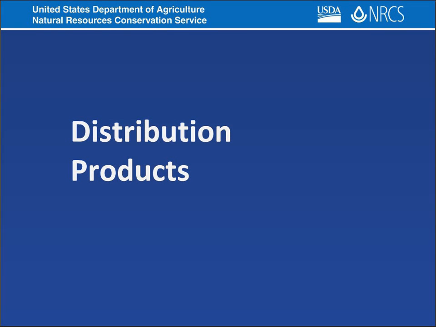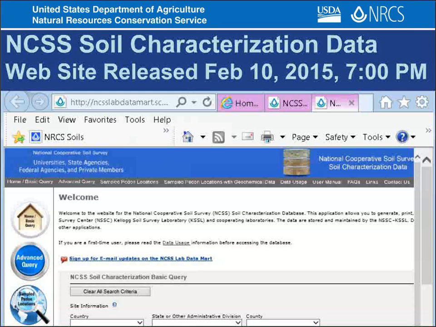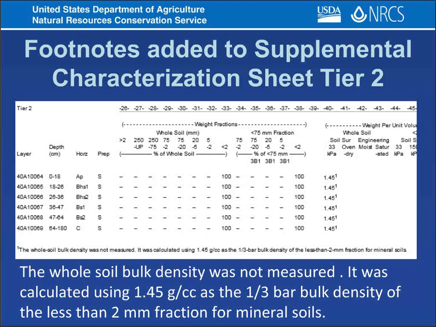So the distribution products I've been discussing so far are, one, the website, which just came out on February 10th, 2015, and it incorporates a join table that allows us to merge the latest classification and location with the laboratory location and classification and present that to the public. We've also updated some of the reports on that particular website. One in particular is the Supplemental Characterization Sheet Tier 2.